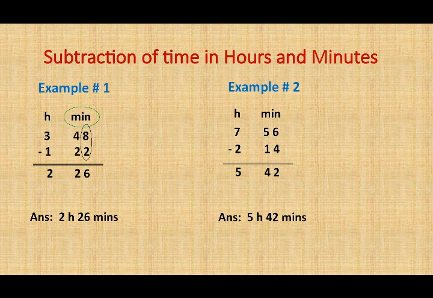Let's look at example number 2. 7 hours 56 minutes minus 2 hours and 14 minutes. 6 minus 4 gives you 2. 5 minus 1 gives you 4. So it's 42 minutes. And moving on to the hours now. 7 minus 2 gives you 5 hours. So it's very simple. 5 hours and 42 minutes. You just need to keep in mind that this is the same as simple subtraction sums as you used to solve earlier.